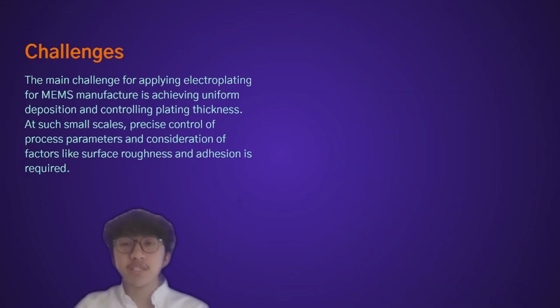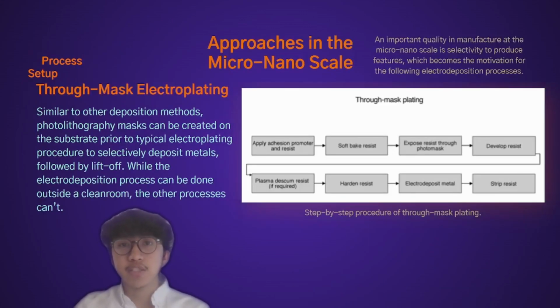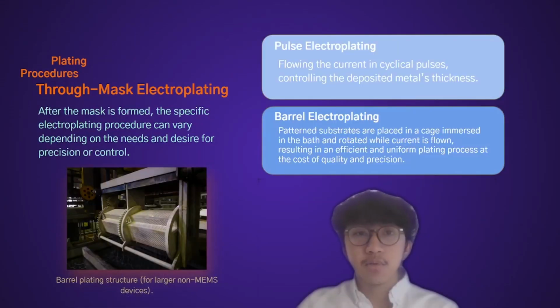The first and most conventional electroplating procedure for the micro and nano scale is mask electroplating, where we use photolithography masks to selectively deposit the metals through the conventional electroplating procedure. The process is similar to the ones used for other deposition procedures, where we go through promoter and resist coating, necessary bakes, resist exposure and development, and electrode deposition before stripping the resist through liftoff procedures. It's conventional and simple, but while the deposition process can be done outside a clean room, the masking procedure can't, which produces some issues.